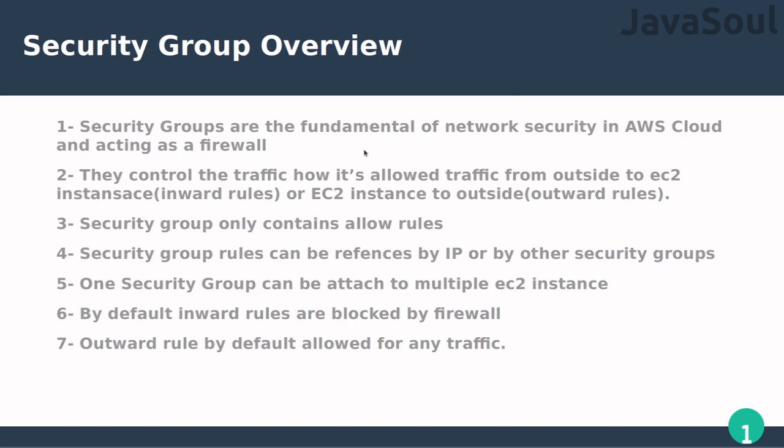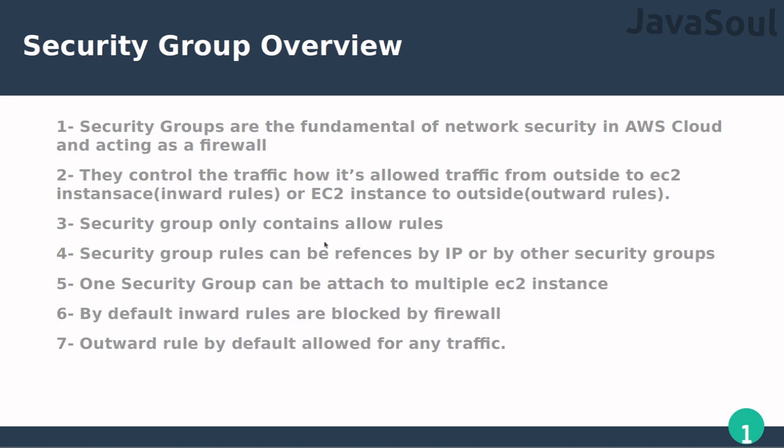So first, security groups are the fundamental of network security in AWS cloud, and security groups act as a firewall. So they control the traffic. They allow traffic from outside to the EC2 instance, which is called the inward rules, or from the EC2 instance to outside, which is called the outward rules.